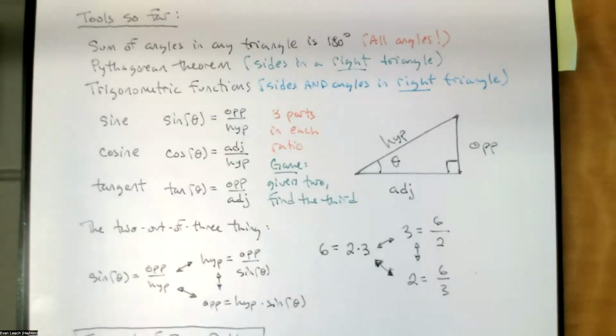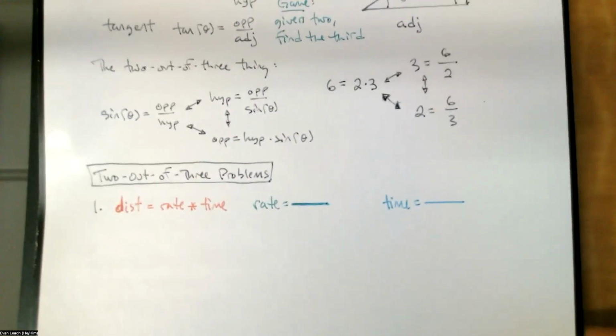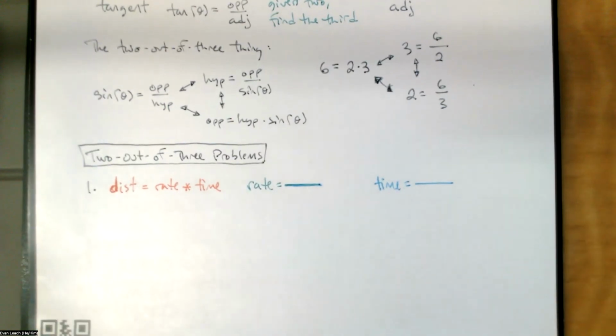So the first one is going to serve as the basis for the next couple of problems. If distance is equal to rate times time, how can we rearrange this? That's one of the things that we remember. How can we rearrange this to figure out what the rate is? What is rate in terms of distance and time?